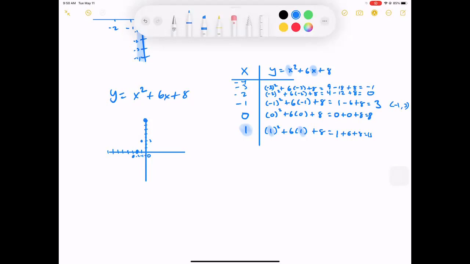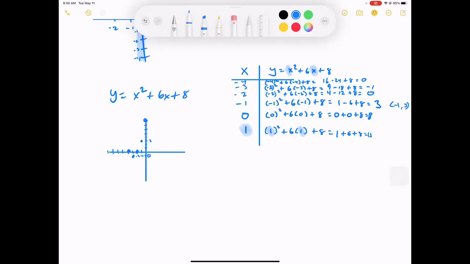Let's do -4. I'm running out of space here, but I'm going to squeeze it in anyways. -4 squared plus 6 times -4 plus 8. Let's see, what do we get here? 4 squared is 16, minus 24 plus 8. Turns out 16 minus 24 is -8. -8 plus 8 is 0. Oh my goodness, we found the other 0.